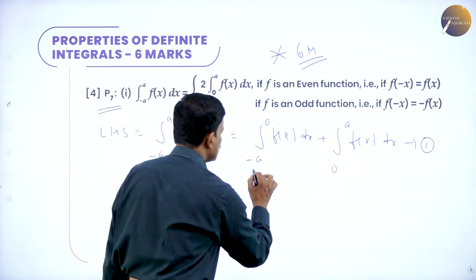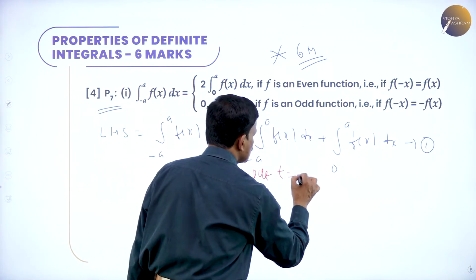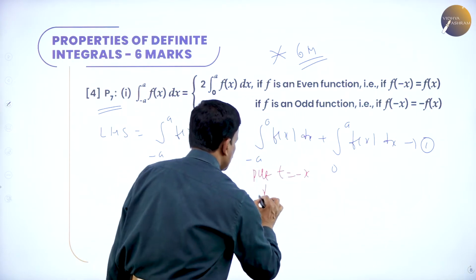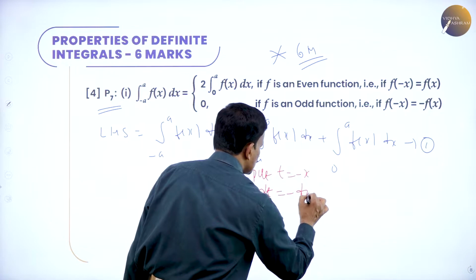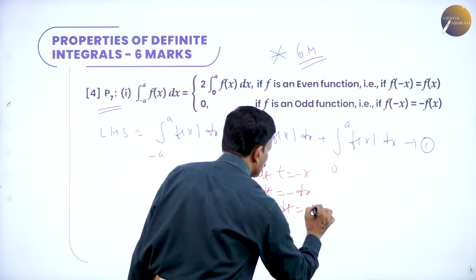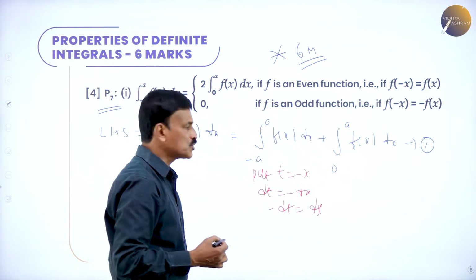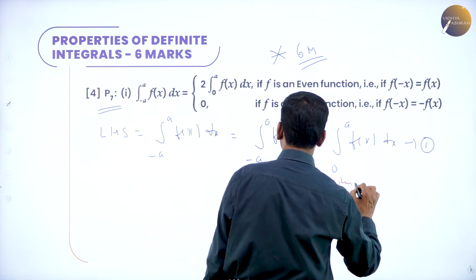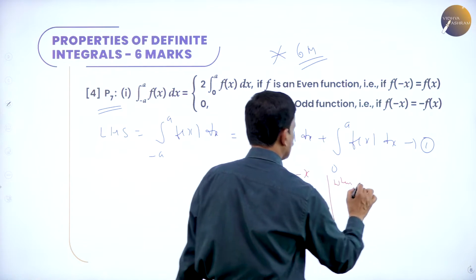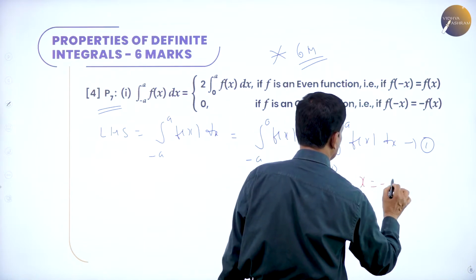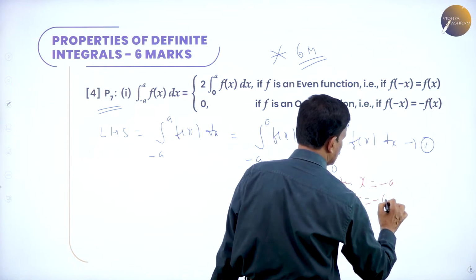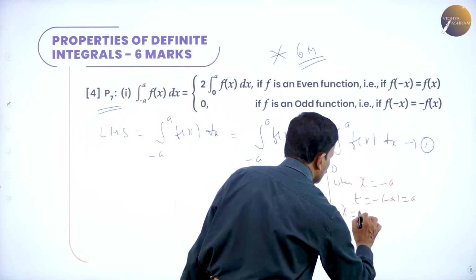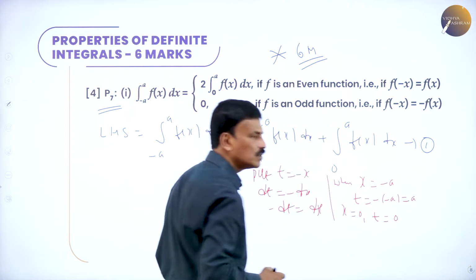Now, here put t is equal to minus x. This part is the same as it is. Don't change this. If you differentiate, dt is equal to minus dx, or minus dt is equal to dx. Now, whenever substitutions are taken, the value of the limits changes. When x is equal to minus a, this t becomes minus of minus a, which is plus a. When x is equal to 0, this t becomes 0, right?